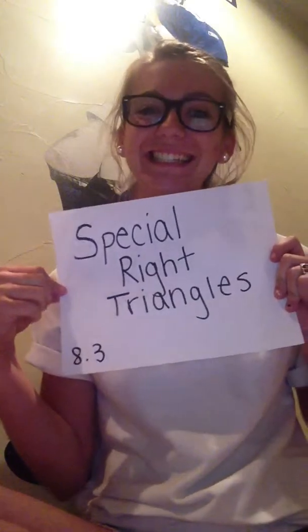Meredith McCune, and I'm going to be talking to you about Section 8, Topic 3 of Geometry, which is special right triangles. So to start it off, I'm going to explain a little bit about special right triangles. There are two special right triangles, and the triangles have special relationships in the ratios that exist among their sides, so that's why they're special.